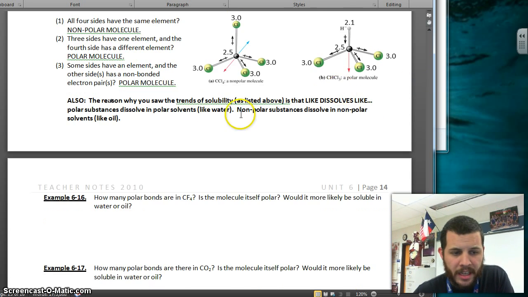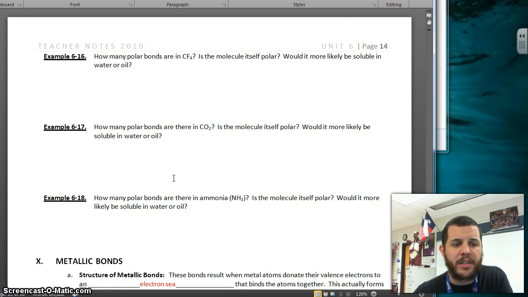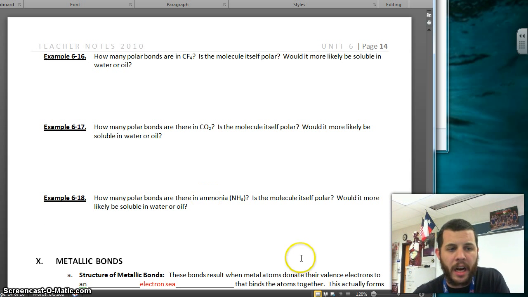Now, the reason why you saw the trends of solubility is that like dissolves like. That means polar substances dissolve in polar solvents. Water is polar, so water is going to dissolve polar covalent solutes. And a nonpolar substance will dissolve in nonpolar solvents like oil. So if I were to ask you on a test or a quiz if something is going to dissolve into something else, you would tell me yes or no based on like dissolves like.